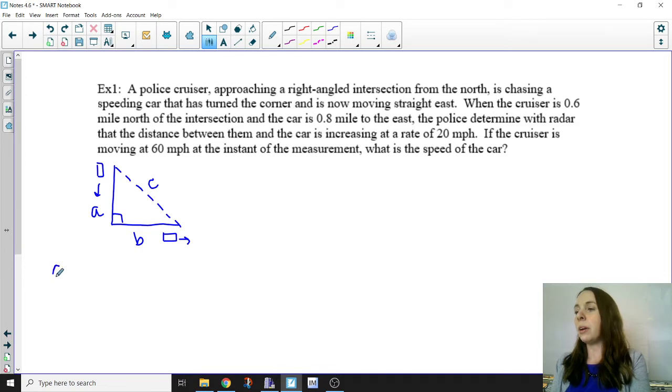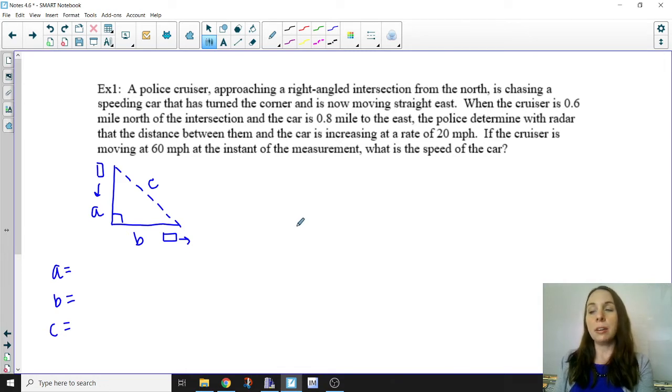So our variables are A, B, and C, right? But all of those variables are changing. The police cruiser is moving toward the intersection, which actually means the value of A is decreasing. The speeding car is moving away from the intersection, and that means the value of B is increasing. Also, it told us that the distance between the police cruiser and the car is increasing. And so that means that C is increasing as well. It's getting bigger.